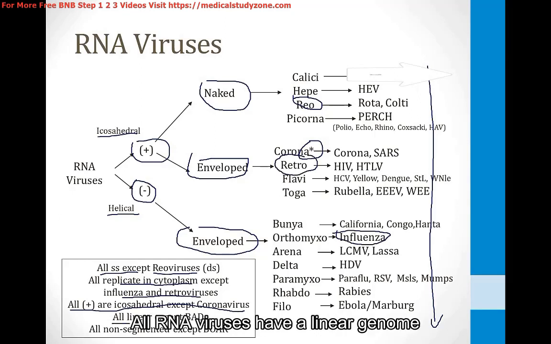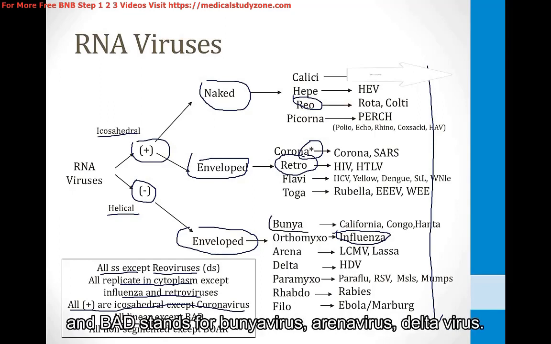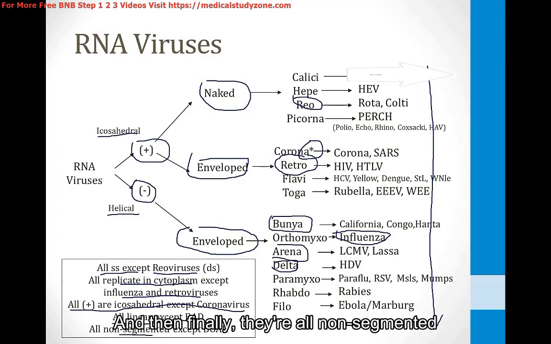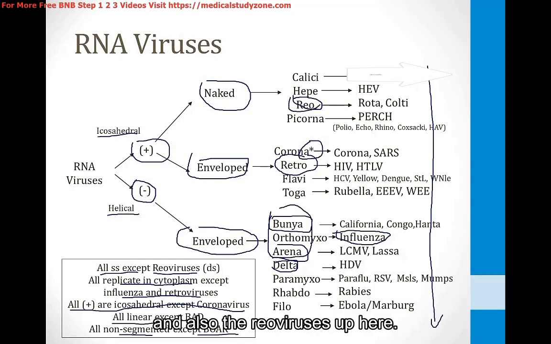All RNA viruses have a linear genome except for the BAD viruses, and BAD stands for Bunya virus, arenavirus, Delta virus. And then finally, they're all non-segmented except for the Bohr viruses. Those are the ones that have segmented viruses. So that's Bunya, orthomyxo, and arena, and also the Rio viruses up here.